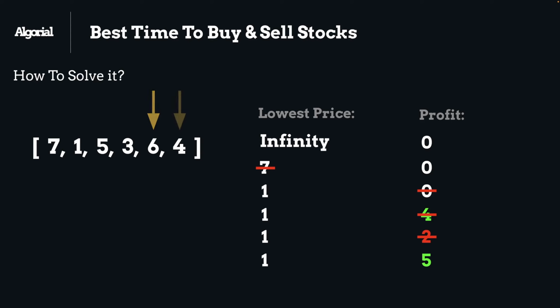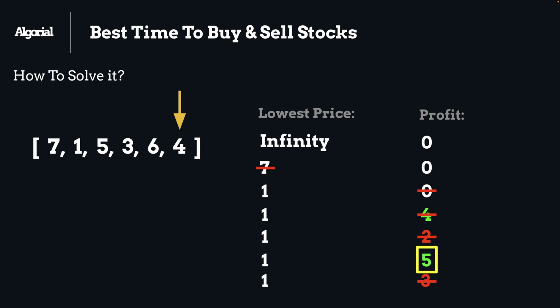And finally, last iteration, again, which one is smaller, 6 or 1? Still 1. And finally, how much money will we make if we sell today? 4 minus 1 will become 3, which is less than our latest profit, and that means we will not update our profit variable in this case. Basically, now we have our max profit of 5, which was exactly stated in the example earlier. So we can easily return that profit from our function.